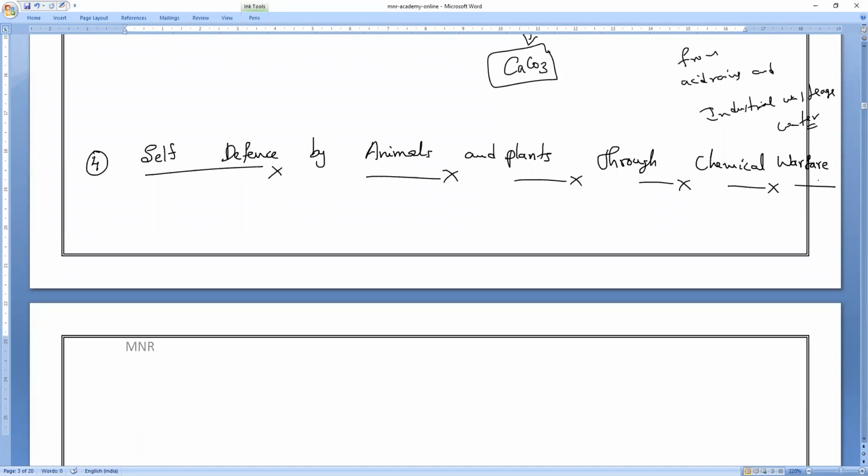Different kinds of things like ants will bite, honeybees will bite, and some plants also. Unfortunately, if you touch them, it causes irritation to our skin. Have you noticed it, everybody? Yes, please, all of you.